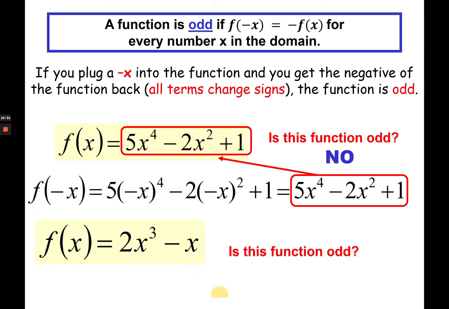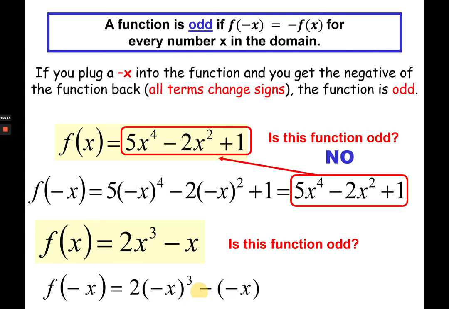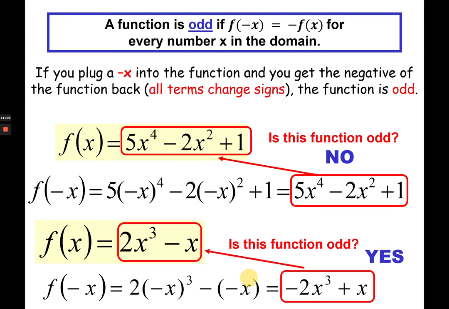Let's have another example. Is this function odd? Well, if you substitute the negative on the x's, negative x to the power of 3 is actually a negative x, because negative times negative is positive, positive times negative is negative. 2 will become negative after performing this part. Negative times negative is positive. Both of the signs of 2 and the x changed. So, since all terms change signs, then yes, it is an odd function.